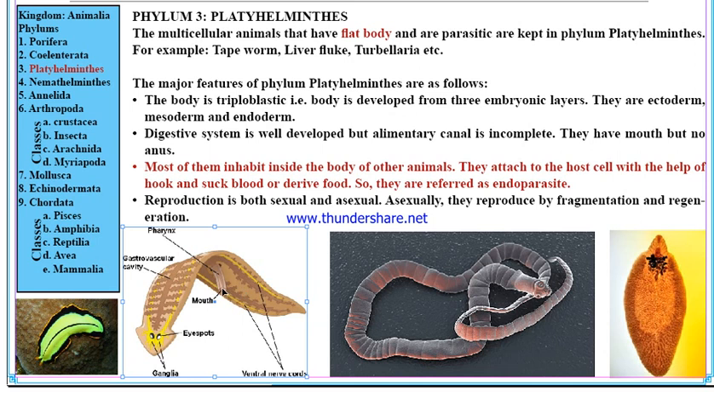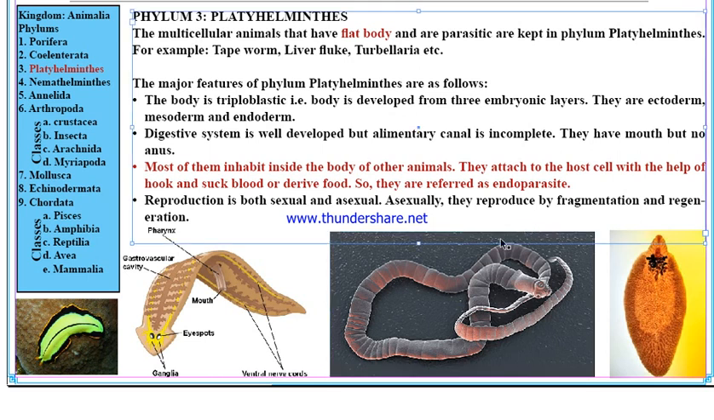This is the mouth, and you can see these are eye spots. They are not actually eyes, but they are rudimentary eyes. They can detect light, but they cannot detect objects. And this is the actual picture of planaria, and this one is a tapeworm. Tapeworm is present inside our body. If you get a tapeworm in your intestine, it would be very difficult to get rid of it.